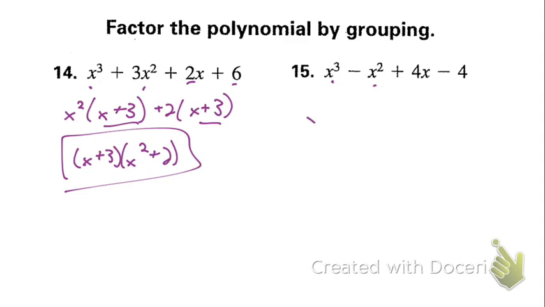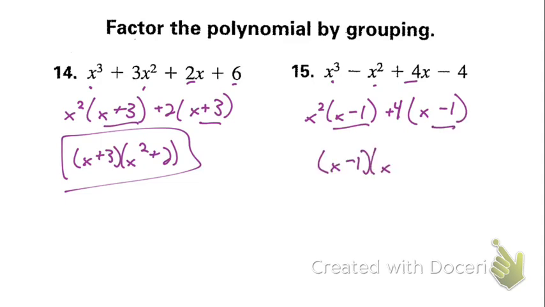Here I'm going to take out an x squared. I'm left with x minus 1. Here I'm going to take out a positive 1. I'm going to take out positive 4. I'm left with x minus 1 as well. So those two factor. X minus 1, I'm left with x squared plus 4. Can I keep factoring? The answer is no. That's a sum of two squares, not a difference. So that is all you can do.